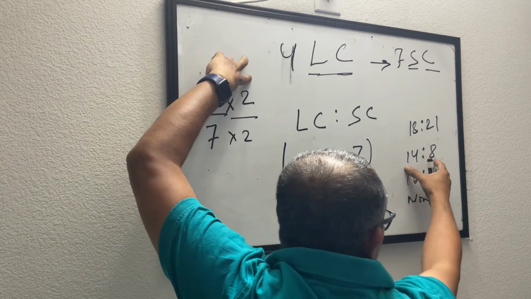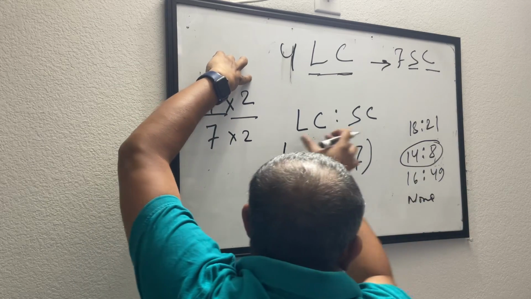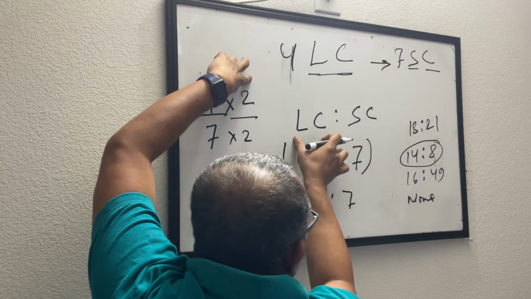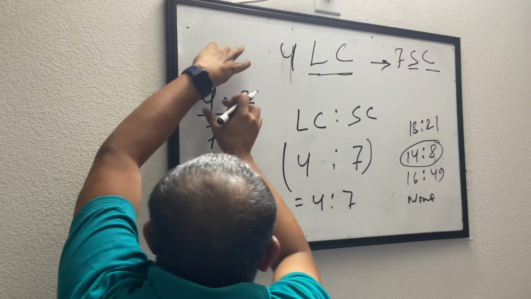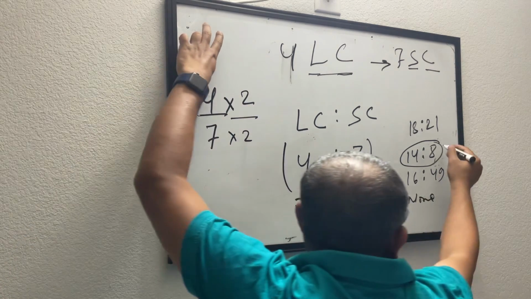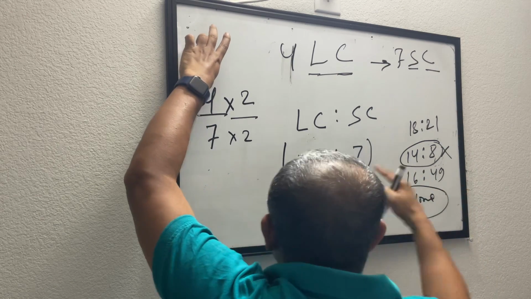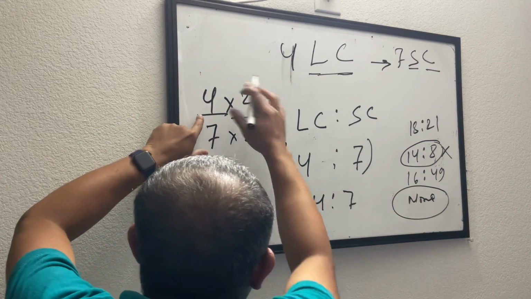It's 14 is to 8, but that is not the answer. We are talking about large container to small container. Large container has to come first. 4 has to come first, and this has to come in the denominator. So this is not an option. You don't have anything matching with 4:7 or any multiple of that.